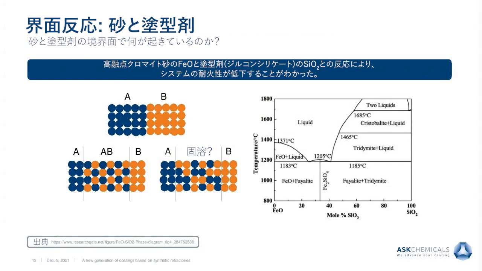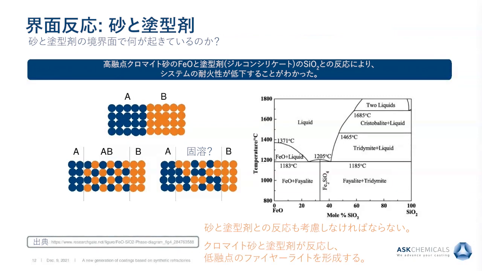And we have to consider a reaction between the sand and the coating. Even if you have two highly refractory materials like chromite sand and zircon silicate, a solid phase reaction can take place. And in this case, the iron oxide, FeO, can react with the SiO2 of the zircon silicate and form the low melting fayalite.